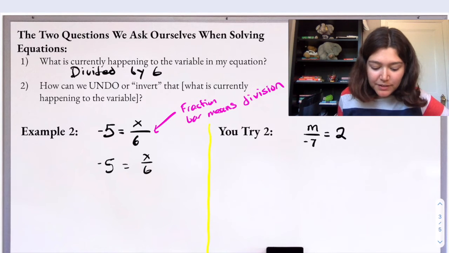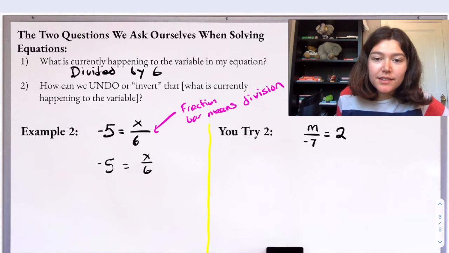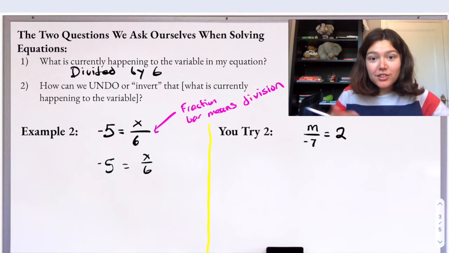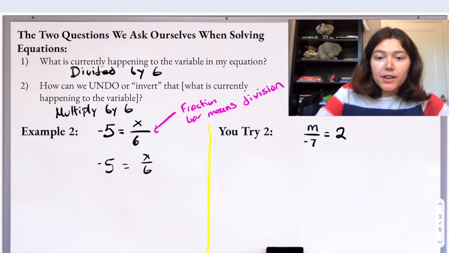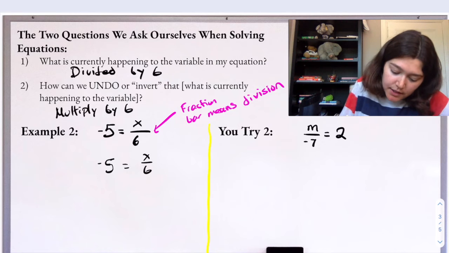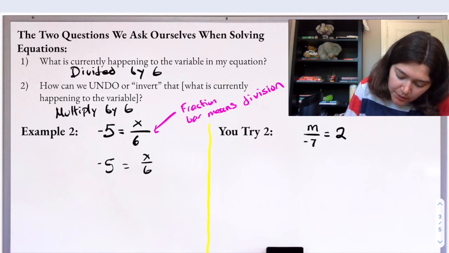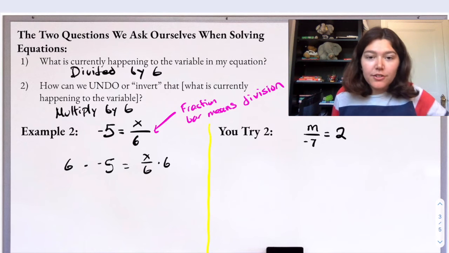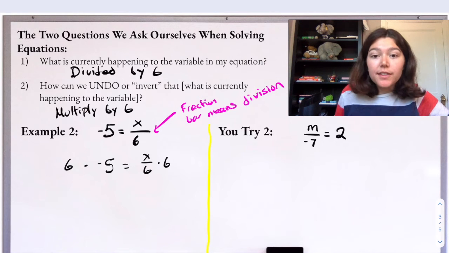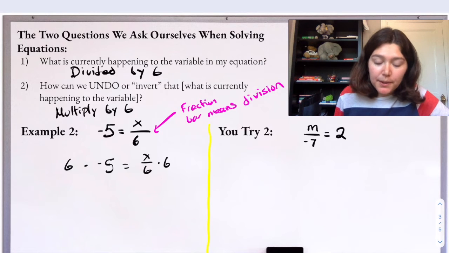And I know it's currently being divided by 6. So now I'm going to ask myself, how can we undo or invert dividing by 6? You multiply by 6 because division and multiplication are inverse operations that undo each other. So we need to multiply both sides of the equation by 6. I'll just write that on the right and the left-hand sides. So x divided by 6 times 6 on the right, and then I have 6 times negative 5 on the left, which is, of course, also the same as negative 5 times 6, because order doesn't matter when we're multiplying.